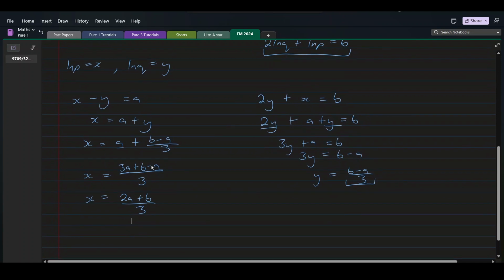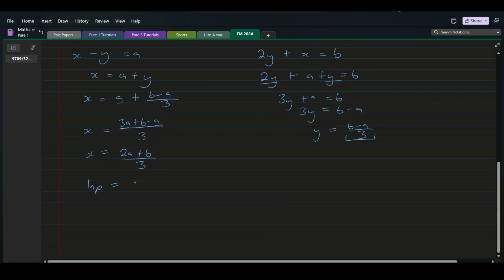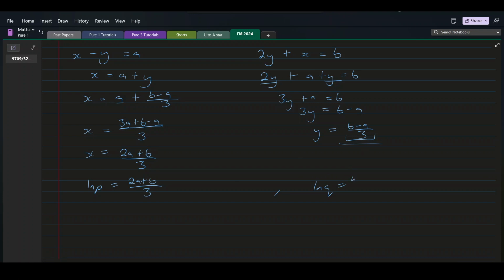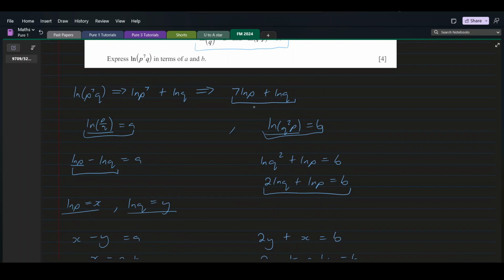Now that we have our values for x and y, we can go back to the substitutions that we used. We said let x equal ln p and y equal ln q. So ln p is equal to (2a plus b) over 3. And then ln q, which is y, is equal to (b minus a) over 3. Now that we have ln p and ln q, we can go to the expression that we're trying to write in terms of a and b.